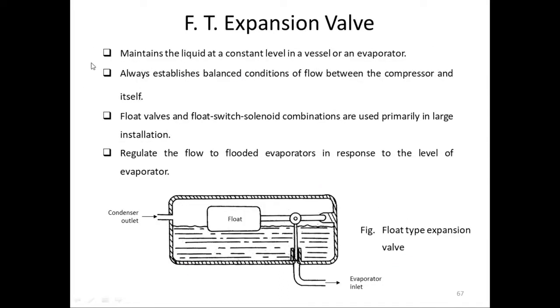The float type expansion valve maintains the liquid at a constant level. This is the float, or the ball, which maintains the liquid level, always establishing a balanced condition of flow between the compressor and itself. Float valves and float switch solenoid combinations are used primarily in large installations. They regulate the flow to the flooded evaporator in response to the level in the evaporator.